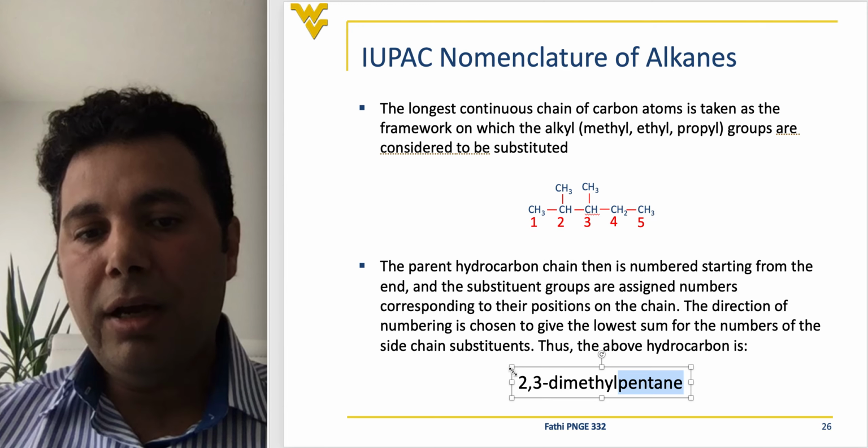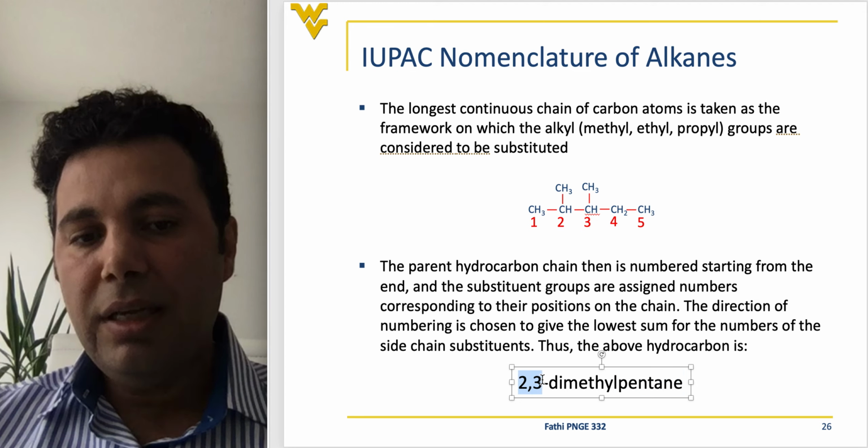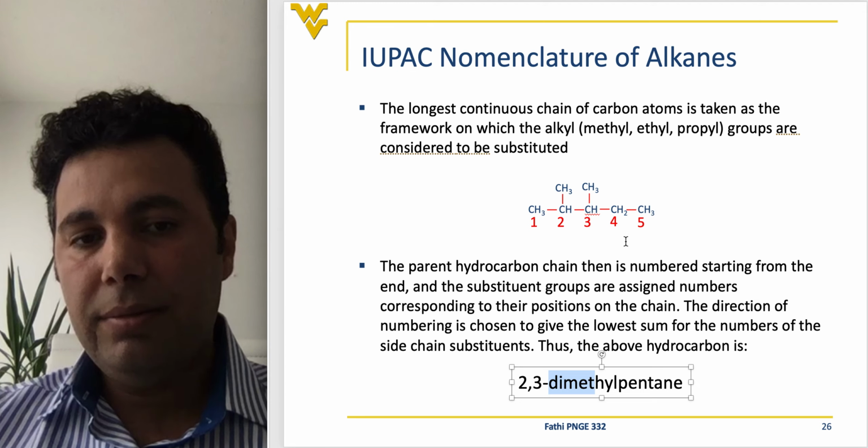So I mention where those branches are. I have branches in the second and third, and since both of them are methyl, I call them dimethyl. So the name is 2,3-dimethyl pentane. Okay.